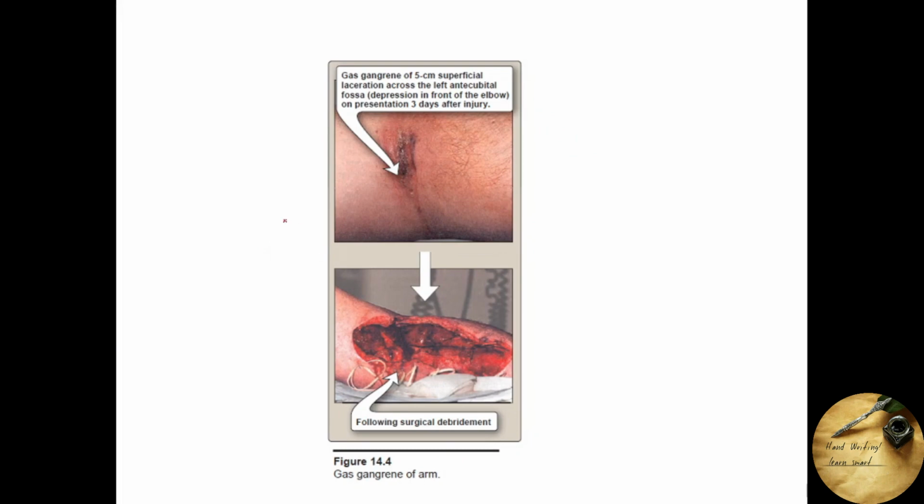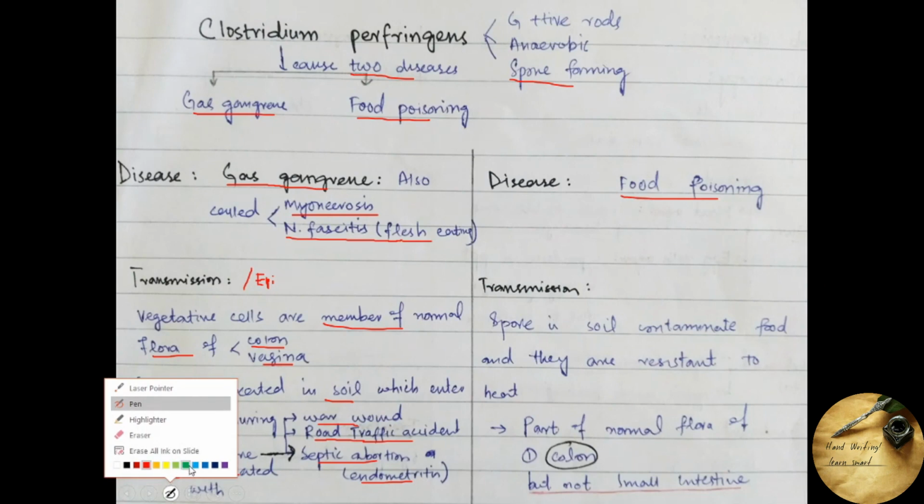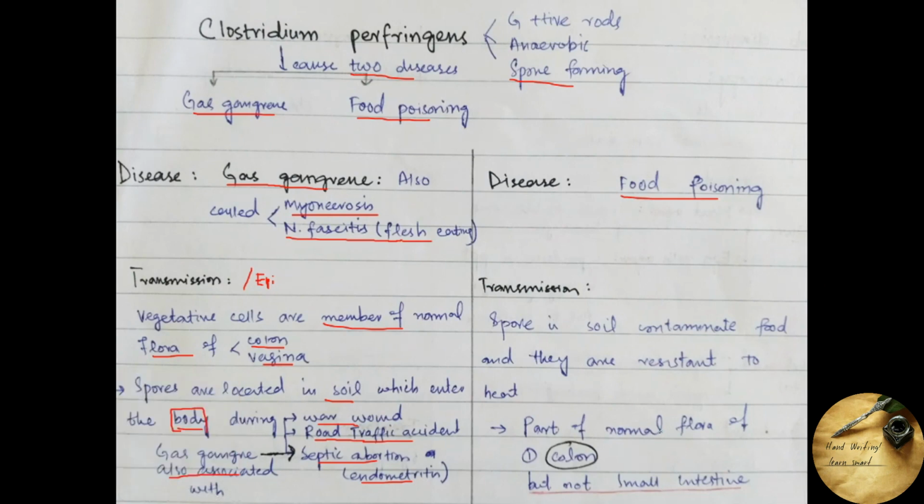Coming towards the other disease, which is food poisoning, the epidemiology of Clostridium perfringens causing food poisoning is that the spores in the soil contaminate the food, and these spores are resistant to heat, so they can't be eliminated by inadequate cooking. But remember that the vegetative cells of Clostridium perfringens are members of the normal flora of the colon, but not the small intestine. So whenever it enters the small intestine, it causes food poisoning.